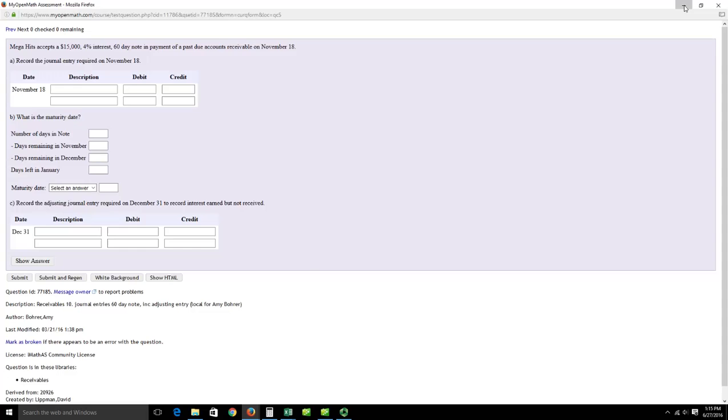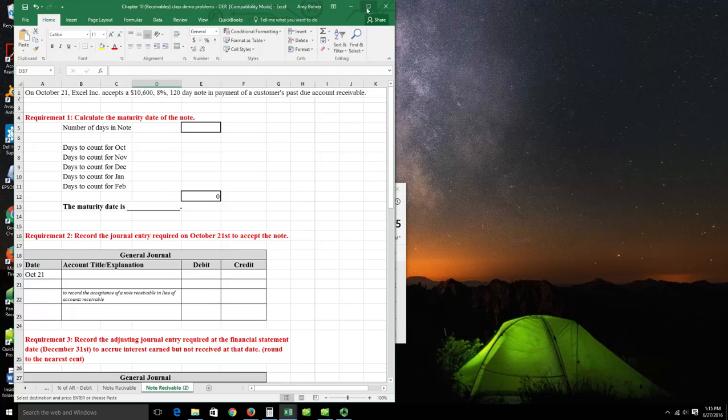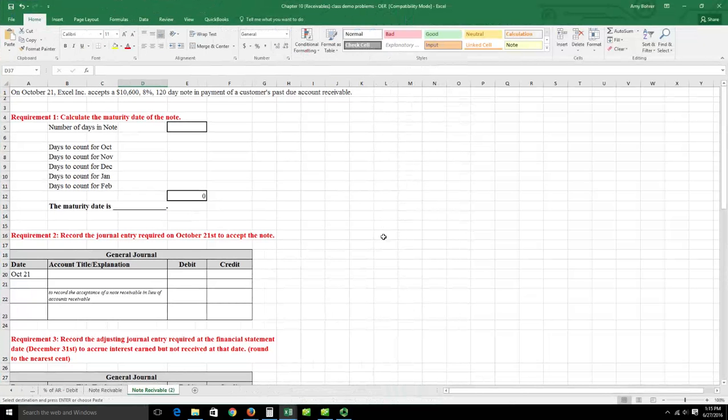And so I have an example. Let me pull up my Excel spreadsheet here so I can show you how to calculate how much interest you've earned at the financial statement date. On this particular problem, it says on October 21st, Excel Inc. accepts a $10,600, 8%, 120-day note in payment of a customer's past due accounts receivable.